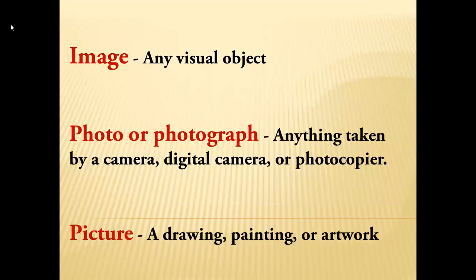Firstly, image. An image is any visual object that is modified or altered by a computer, or an imaginary object that is created using a computer. Photo, anything taken by a camera, digital camera or photocopier. And picture, a picture is a drawing, painting or artwork created on a computer. A picture is also used to describe anything created using a camera or scanner.